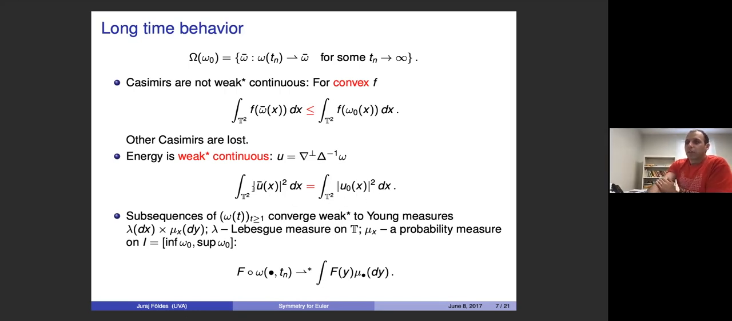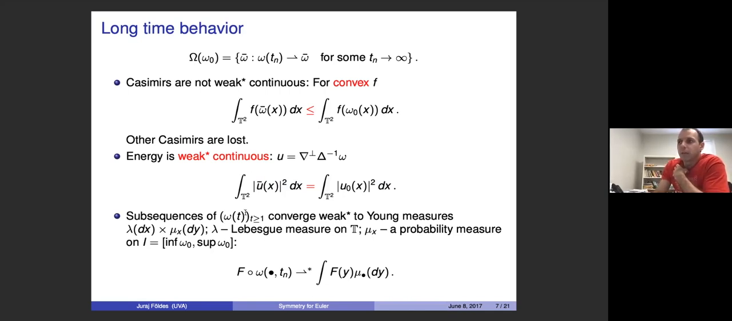So that really means that the energy is going to be preserved also for the functions in the limit set. All right, so the constraints that we have on the omega limit set are these Casimirs that are inequalities, plus the energy, which is an equality.